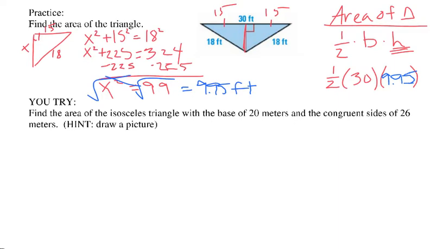For the next one, I would like you to try this. So draw your isosceles triangle. The base is 20 meters, so just like my 30. And the congruent sides are 26 meters. And I want you to find the area of the triangle. So go ahead, push pause, work it out, draw a picture first of all, if you haven't drawn a picture yet. And then you can find the height and then plug that back in for the area.